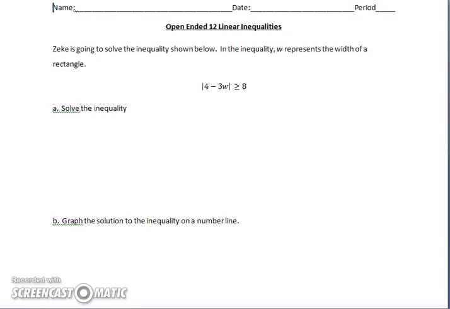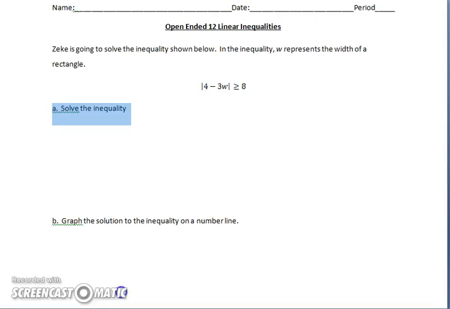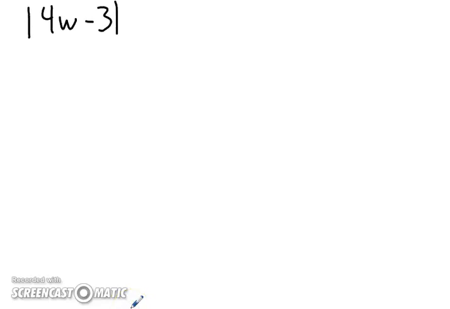Okay? So first of all, it says solve the inequality. To solve this inequality, it's an absolute value inequality, which means that we're going to have two separate inequalities to solve. So it's the absolute value of 4W minus 3, close absolute value, is greater than or equal to 8. Okay? Sorry about that. A little technical difficulties there.